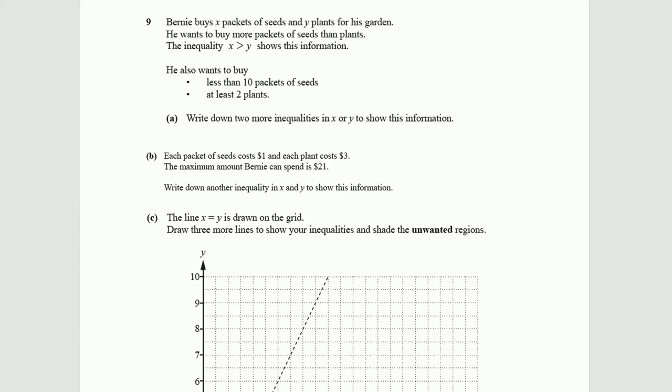He also wants to buy less than 10 packets of seeds. So, if our packets of seeds are represented by X, then we know that X wants to be less than 10. If he wants to buy at least 2 plants, then he needs to walk away with 2 or more. So Y must be equal to or greater than 2.